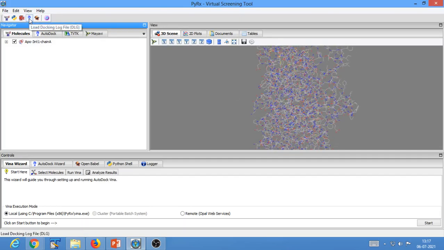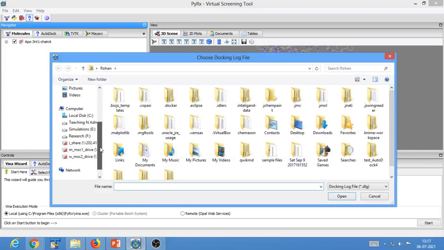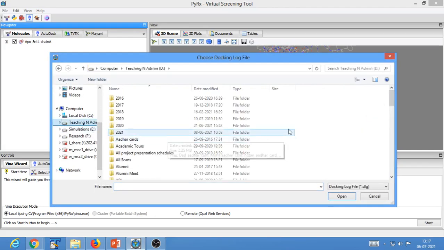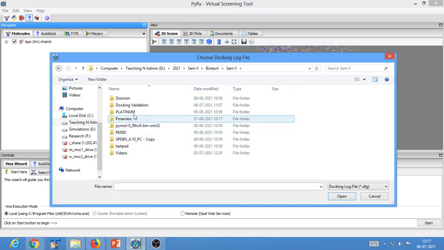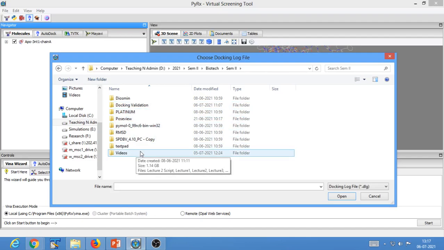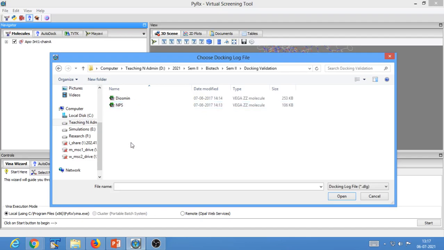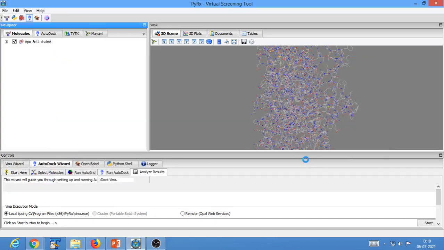Now I will load some results that we have already obtained. The objective of that study was to determine whether a set of flavonoids can inhibit this cyclooxygenase or not. I am showing you the results of docking this flavonoid called diosmin into the binding site of the protein COX-2. So here we go.